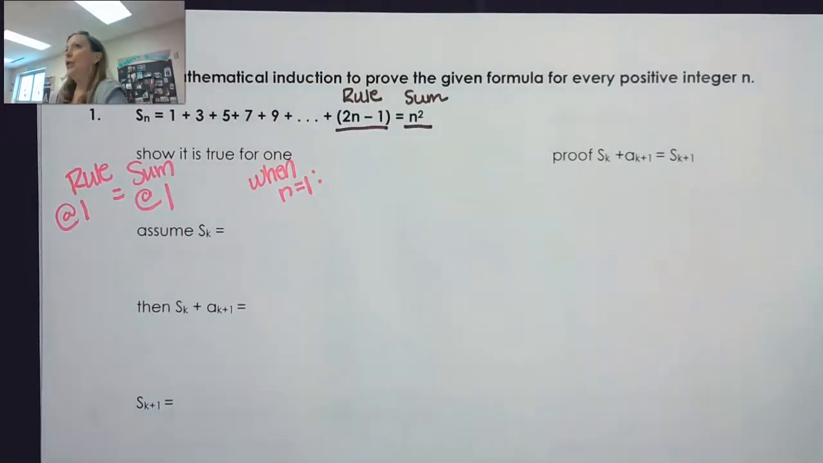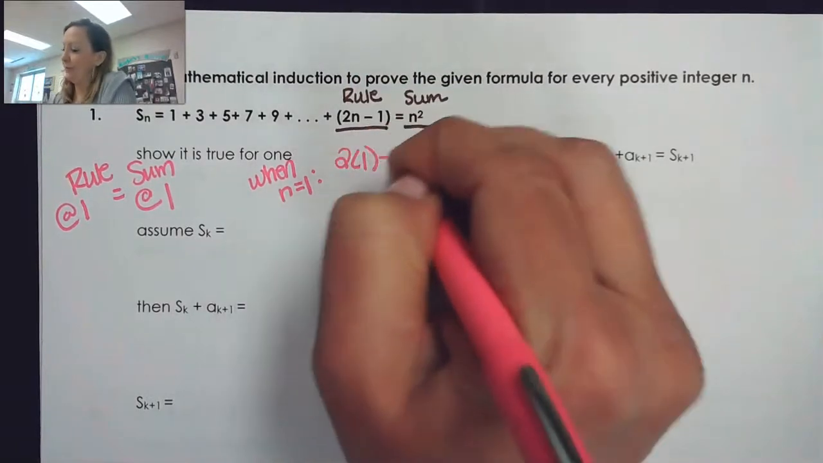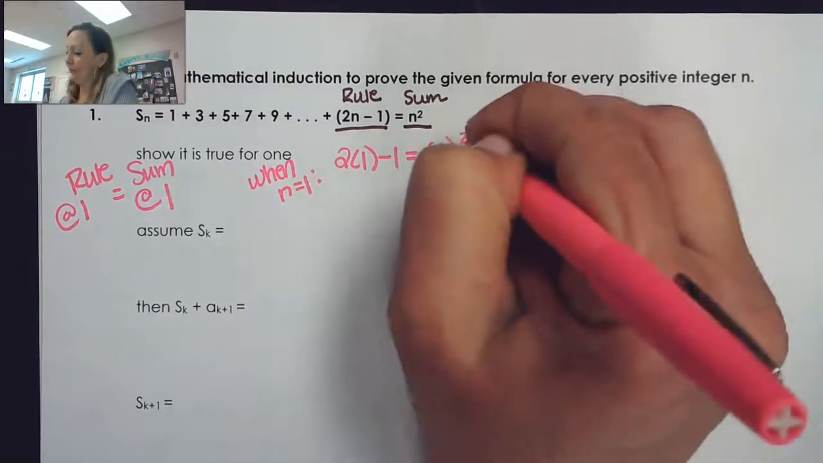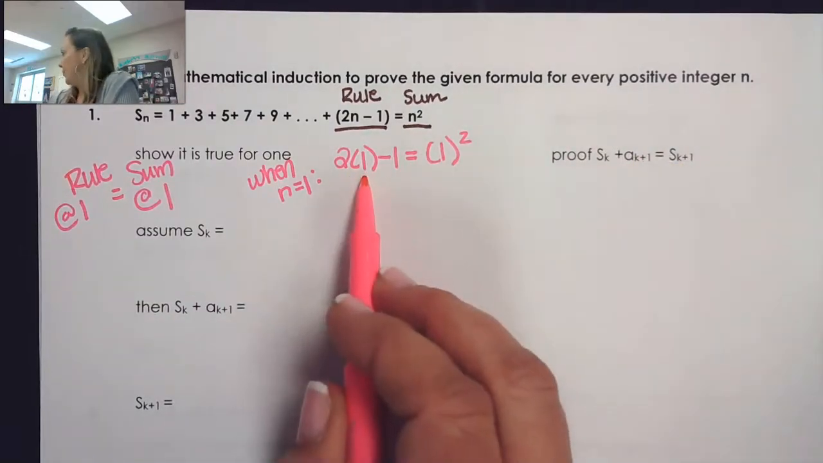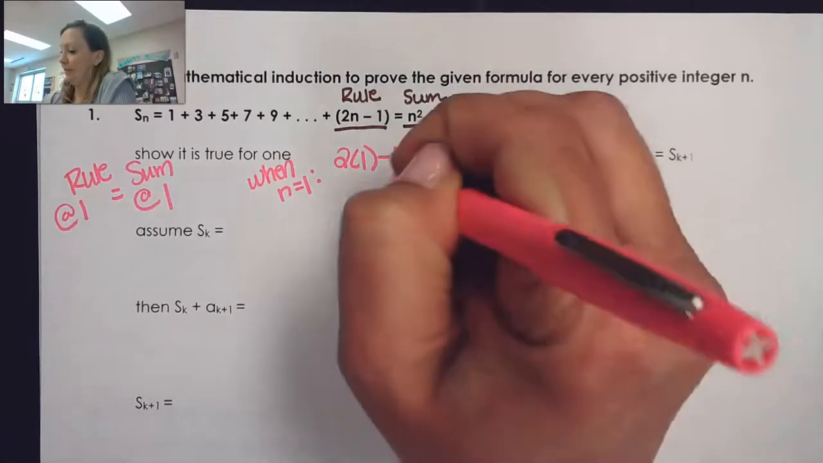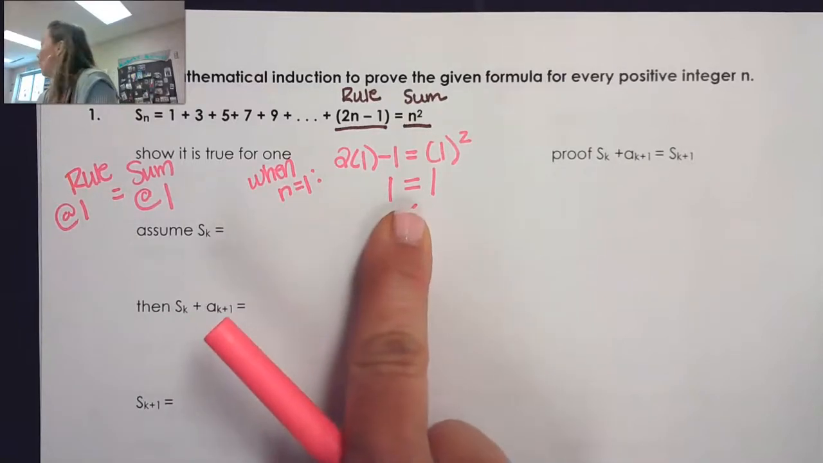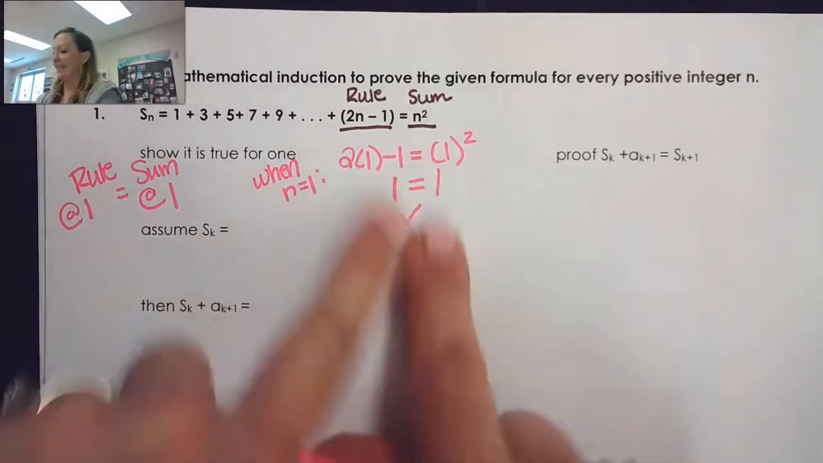Okay. So let's put 1 in here. 2 times 1 minus 1. And let's put 1 in here. 1 squared. Well, 2 times 1 is 2. 2 minus 1 is 1. And 1 squared is 1. Well, that's nice. Okay. Now, just FYI, when I say that it's true for 1, it doesn't have to be 1 equals 1. It could be like 5 equals 5 or 6 equals 6 or something like that. You're just putting 1 in and you're getting an identity statement.